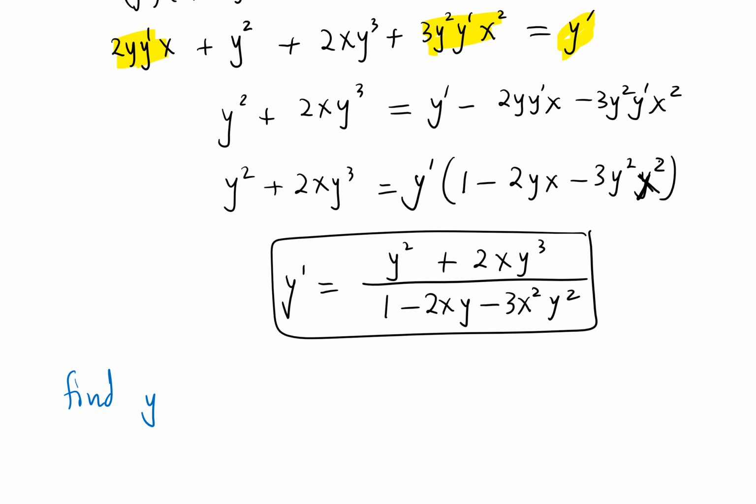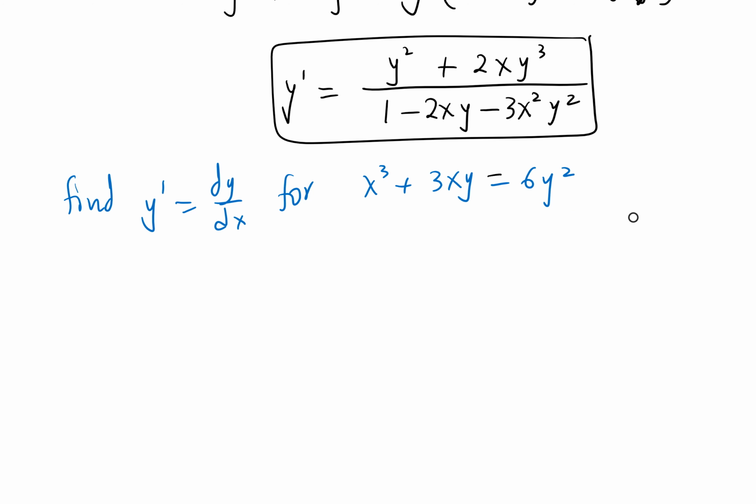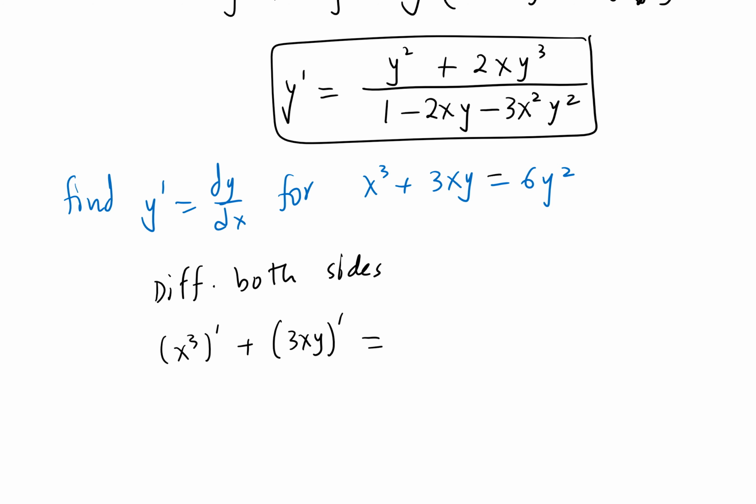Find y prime or dy dx for the equation x cubed plus 3xy equals 6y squared. Okay, so now we may go over this. What do we have in this one? We are going to differentiate both sides implicitly to get the derivative of x cubed, derivative of 3xy, and derivative of 6y squared.